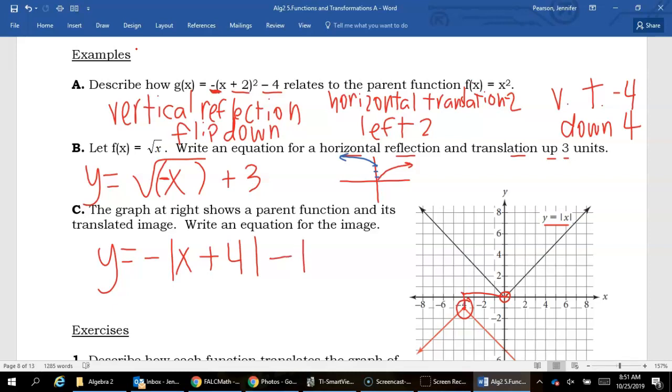So the negative flipped it down. The +4 slid it to the left 4, and then the -1 slid it down 1. And that is it. Good luck on the exercises, and please let me know if you have any questions.